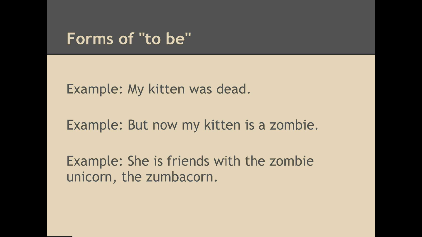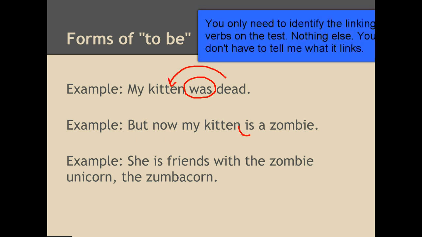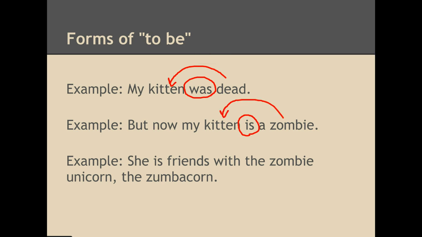We have some examples here. My kitten was dead. Was is a linking verb because it's linking the word dead back to the word kitten. Is a linking verb. It is linking the word zombie to kitten. Is still a linking verb. It still links the word friends with she.